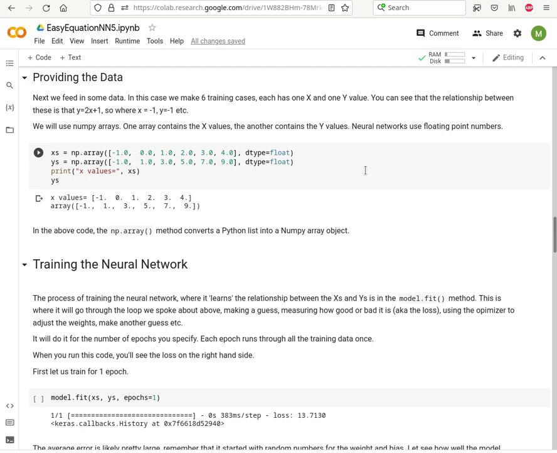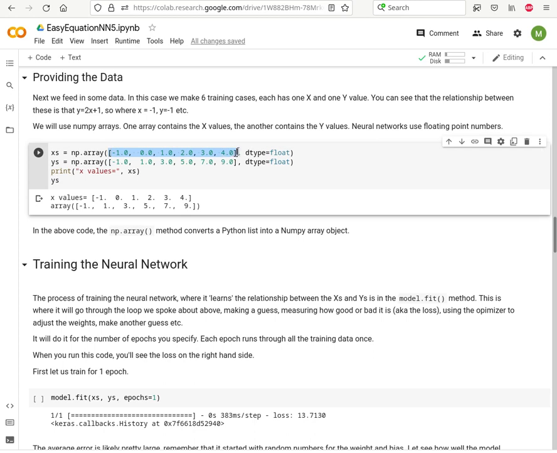First, we'll need some data. So the good news is that this is really simple data. Y equals 2x plus 1, right? So we make two parallel arrays. The first one contains the x values, and the other one contains the y values. This is really typical of training neural networks.